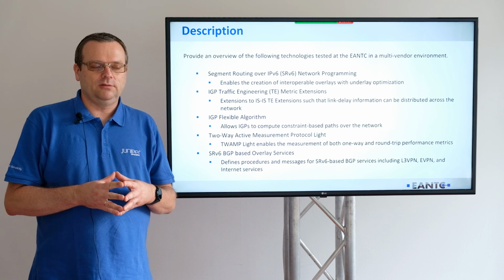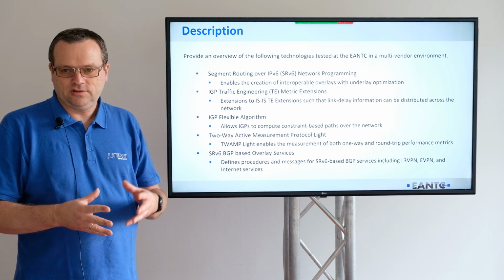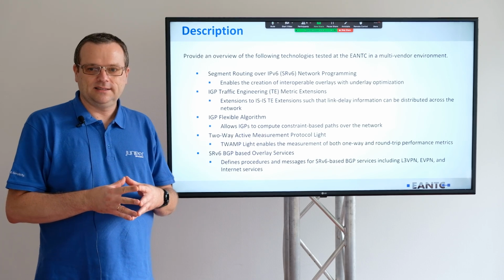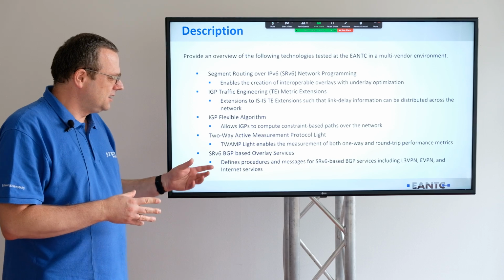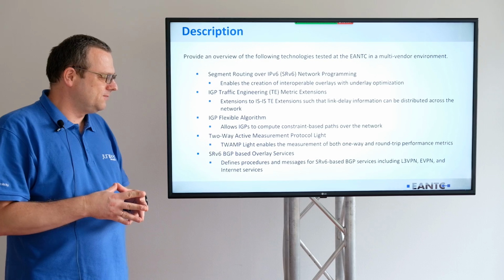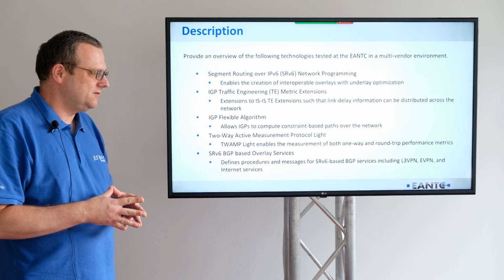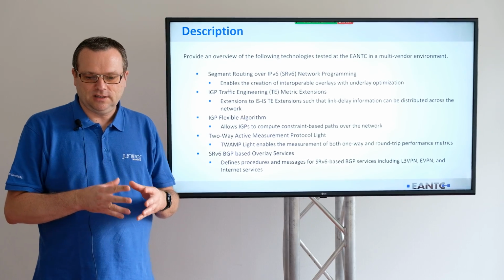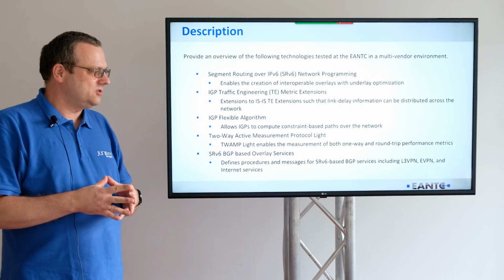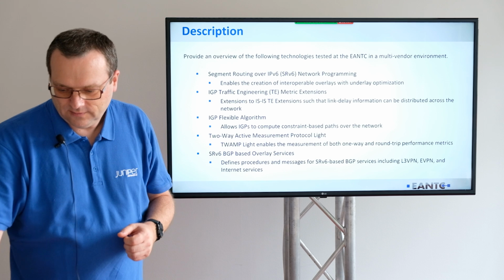Here particularly we are looking at link delay measurements, and as I mentioned previously, we're distributing the results of these link delay measurements as the link delay metrics. And last but not least is SRv6 BGP-based overlay services. It defines procedures and messaging for SRv6-based BGP services, including layer 3 VPN, EVPN, internet services, and some other services to come in the future eventually. As mentioned previously, we are looking here at layer 3 VPN.